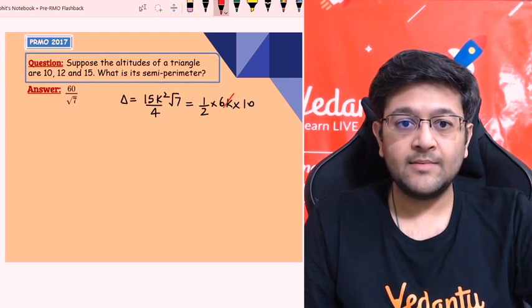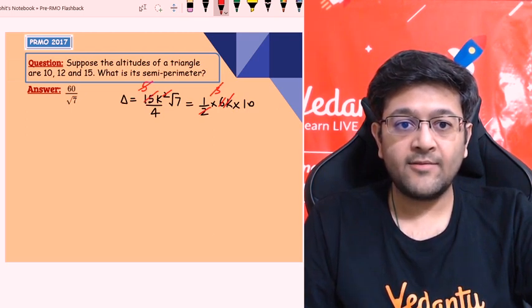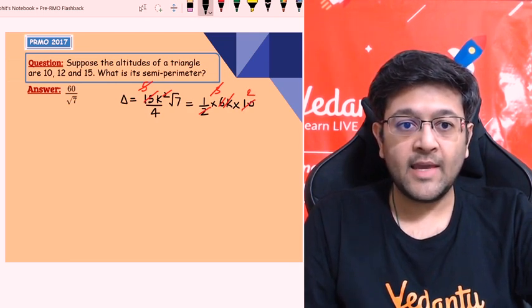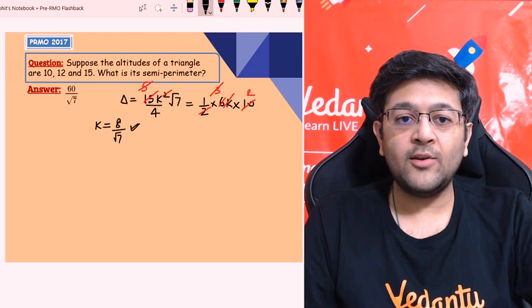1K will get cancelled. Let's cancel the other factors. 2 will cancel 6 for 3. Alright, other than that 3 will cancel 15 for 5 and 5 will cancel 10 for 2, right? So the final value of K that we get is 4 into 2, 8 upon root 7. So finally we have found the value of K.